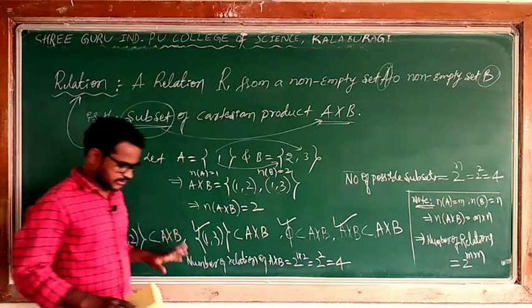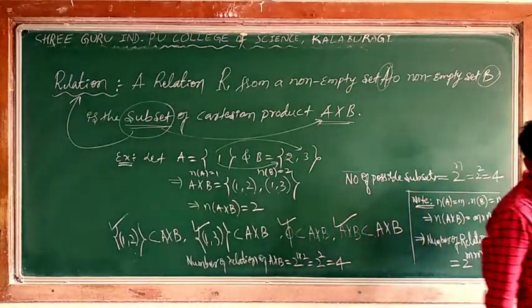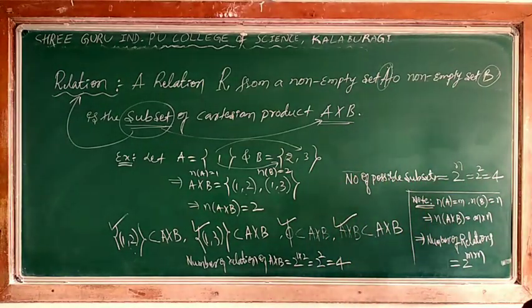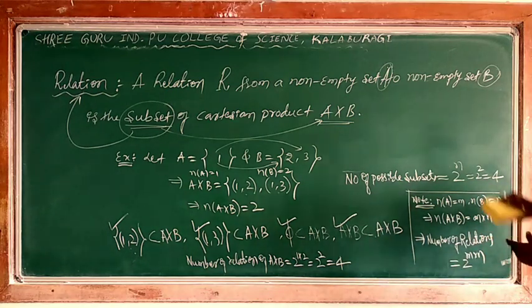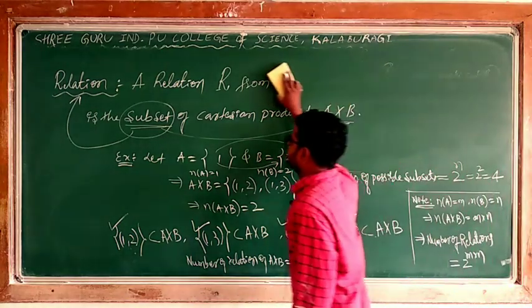So copy this. This is a note, copy this also. n(A) is equal to m, n(B) is equal to n, n(A cross B) is m into n. The number of relations is equal to 2 to the power m into n. This means that to find the number of possible relations when A and B have some elements, we can say 2 to the power mn. This is complete.